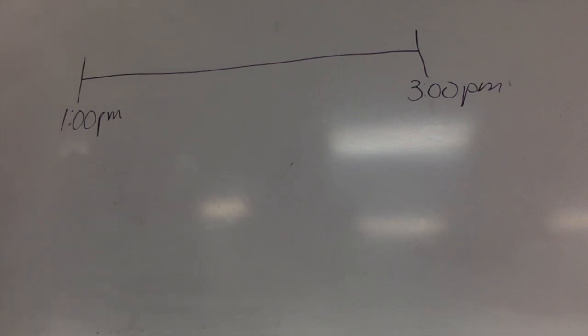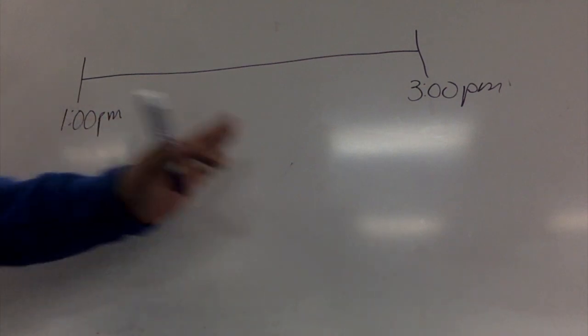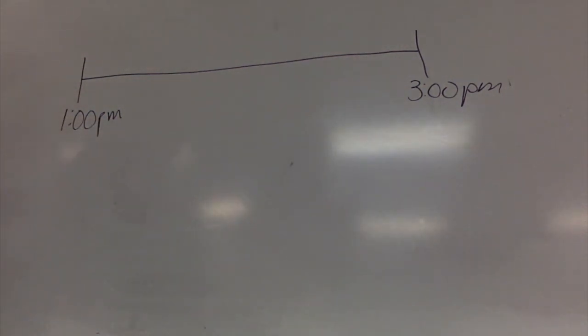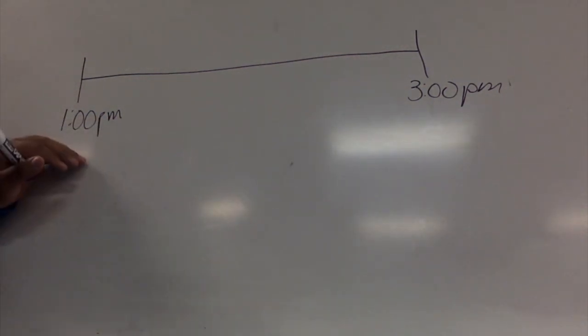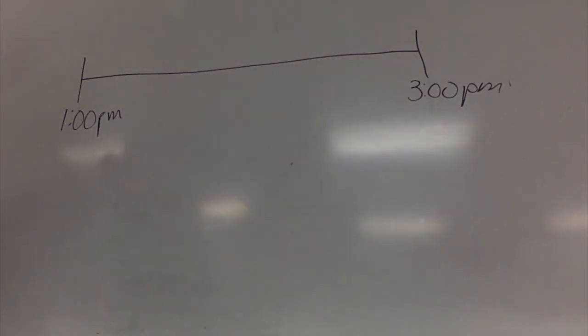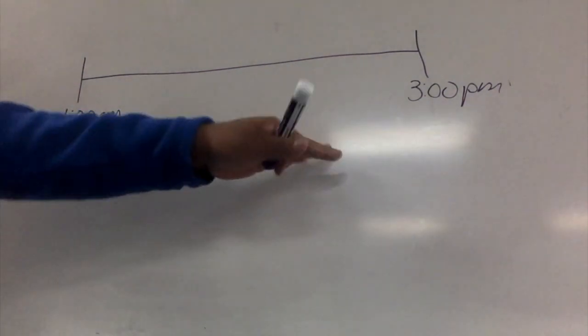Today we're going to practice elapsed time using a timeline. So right here I have a timeline where we set the timer at 1 p.m. and 3 p.m., and we want to see how much time has passed since the beginning to the end.